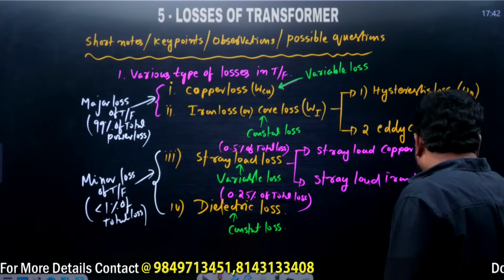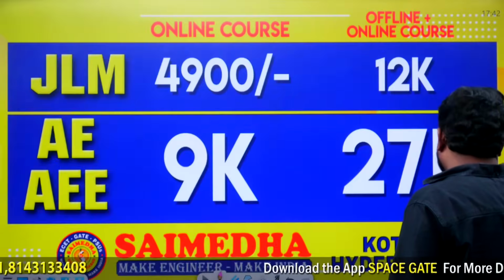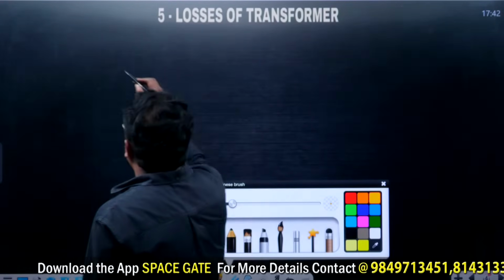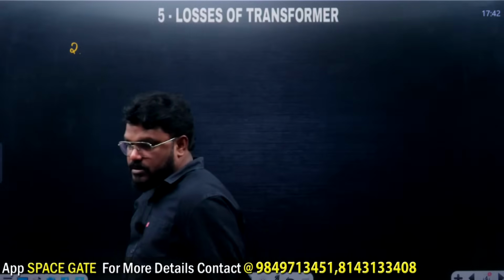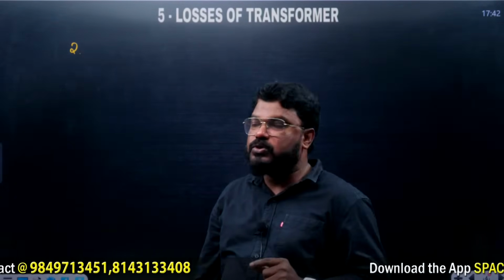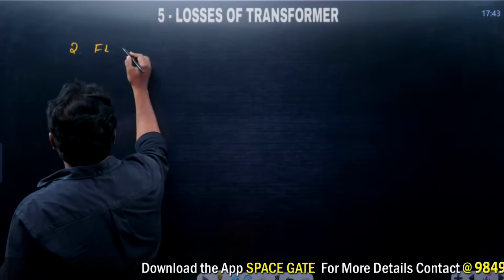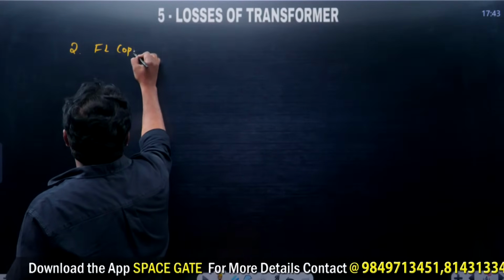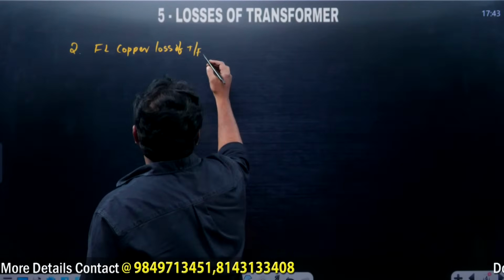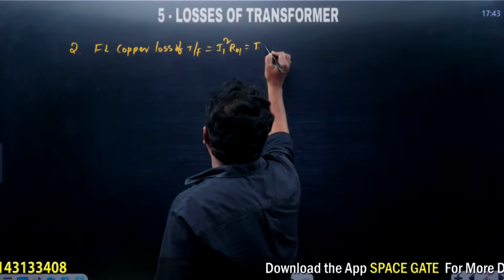And next question, another observation, the second observation: how to calculate full load copper losses of the transformer. Sometimes we have a question on how to calculate full load copper losses, where FL is nothing but full load. The copper loss of the transformer is equal to I1 square R01, and is also equal to I.